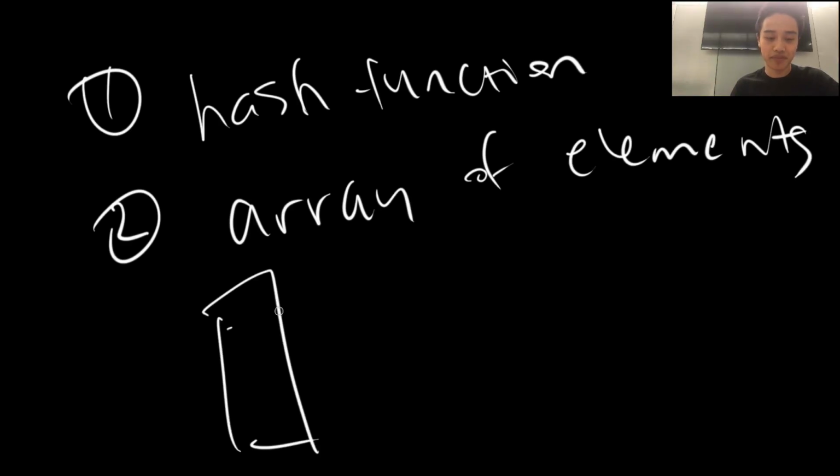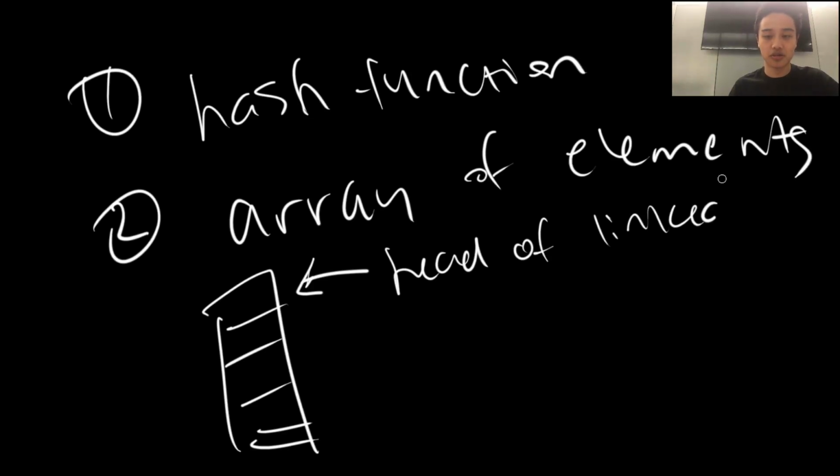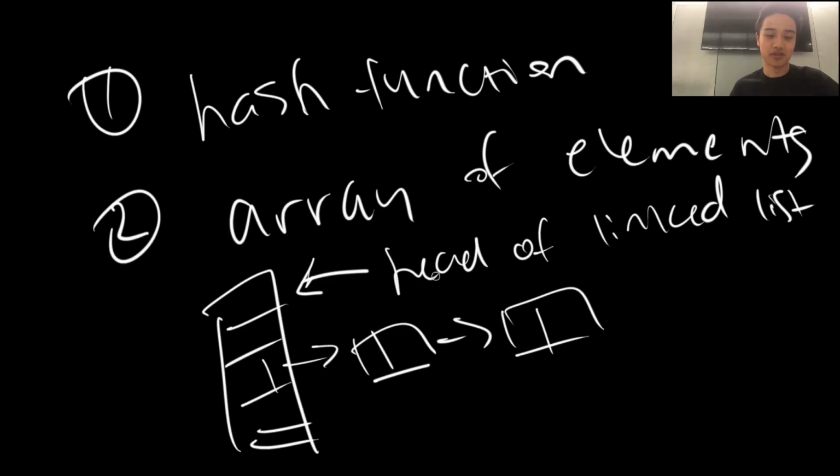And basically, each slot in the array acts as the head of a linked list. So essentially, this points to another element, which can also point to another element. So basically, using this, as stated earlier, you can have extremely fast lookup, insertion, and deletion times.